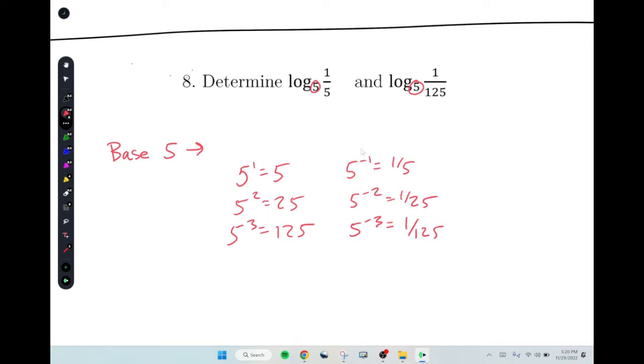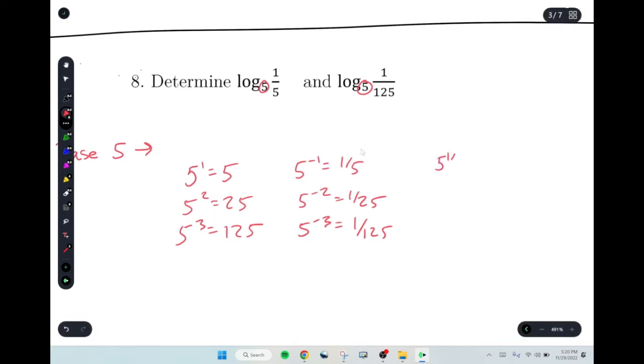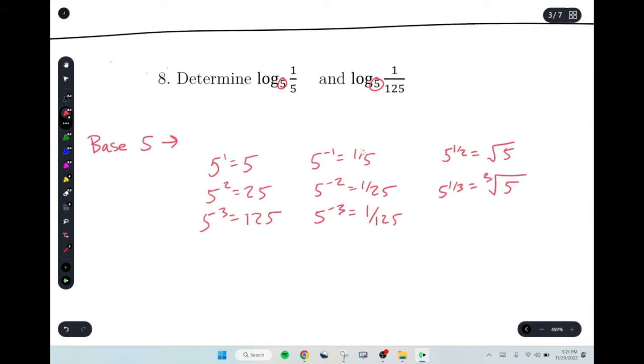There's one more set of things. When you have a fraction, 5 to the 1/2 is the square root of 5. 5 to the 1/3 is the cube root of 5. Those aren't going to be our answers for sure. I can tell already just by looking at them. So that's what you're going to do.